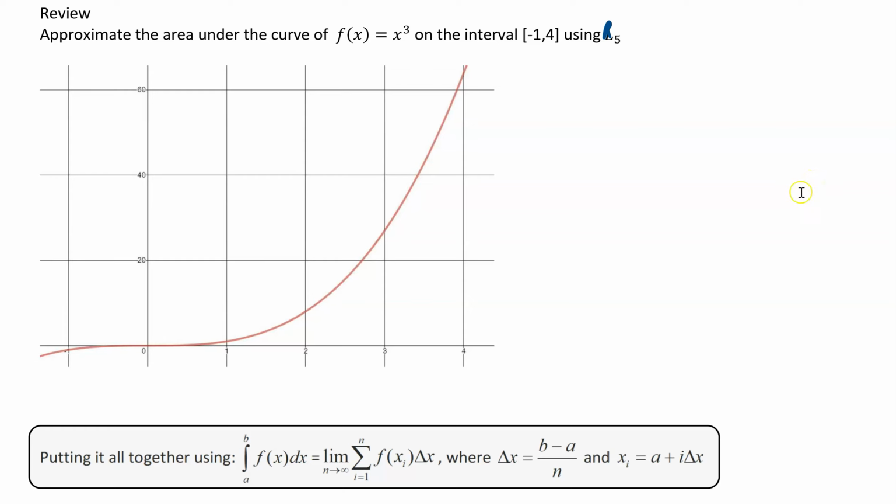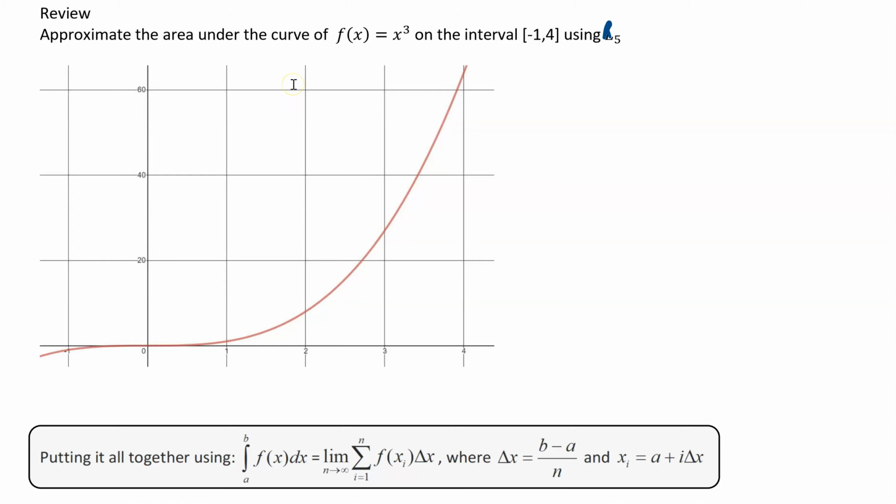So in this video, we're going to be finding the exact area under the curve, not an approximation anymore, by using the limit definition of our definite integral, which is basically we're going to find some Riemann sum and then take the limit as n approaches infinity. So let's start by doing a little review.